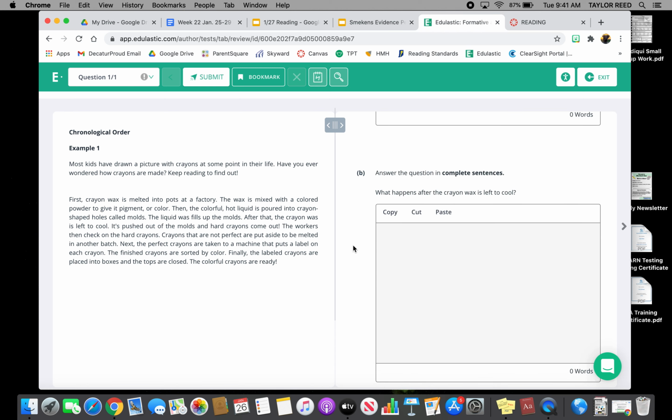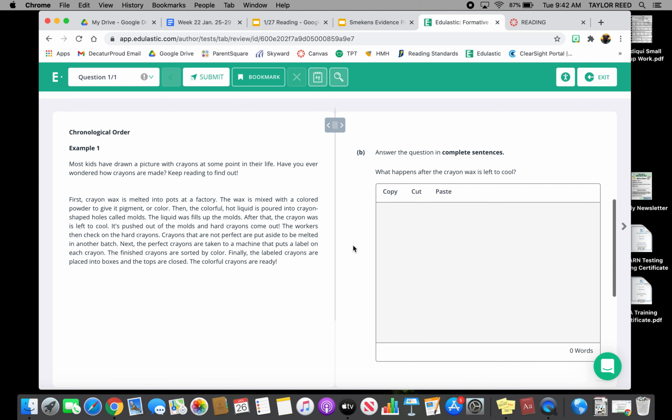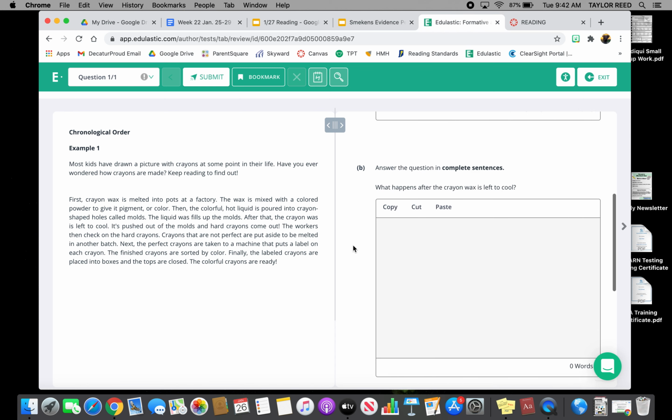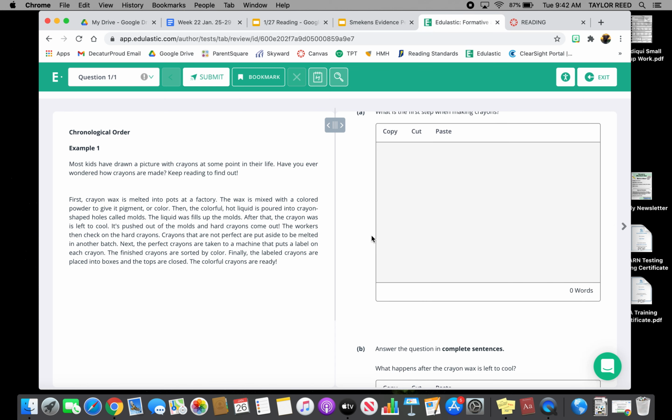Part B, what happens after the crayon wax is left to cool? Part C, what happens before the crayons are placed into boxes? So again, complete sentences, we want to use evidence from the text, but we can put our own spin on it as well, use that evidence and put it in our own words in our response. If you have any questions about this activity, please let me know.